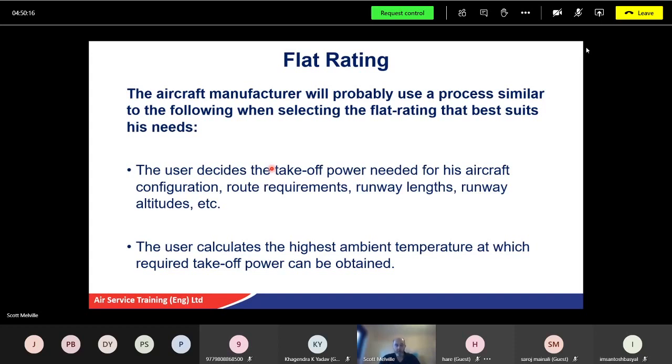But using the graph like we saw there, on a flight computer, the pilot will advance the throttle, and for example, at 20 degrees Celsius outside air temperature, you'll get 96% N2 and achieve 100% thrust. 40,000 pounds is the example there.